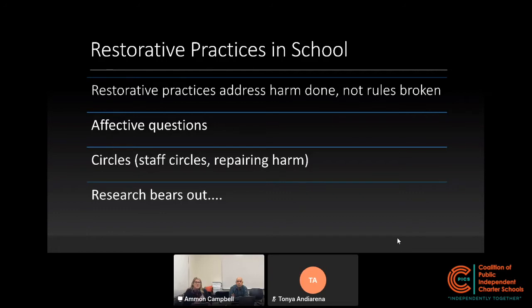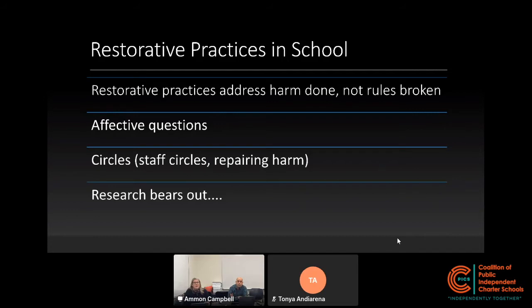We typically use a talking piece and pass it around. And even the students who don't want to contribute, nobody's ever forced to participate. And that could be students or teachers. The act of passing the talking piece and saying pass is still participating in the circle and contributing. So that's that. And then the bottom bullet, the research bears out.